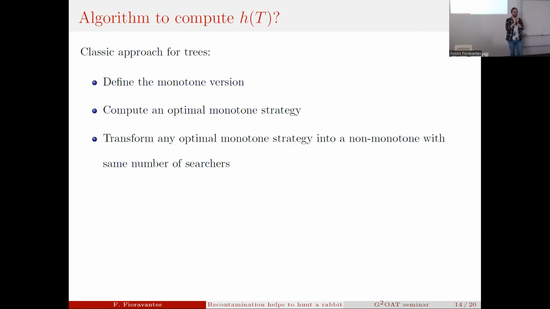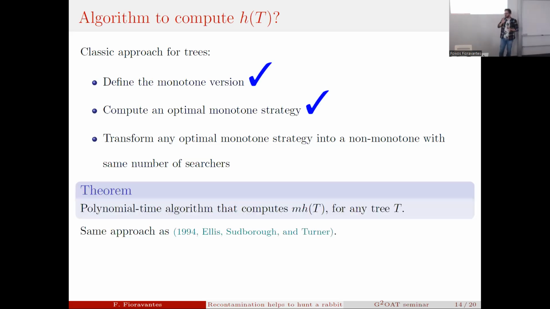No, sorry, I skipped a step. Defining a monotone version, computing the monotone hunter number, and then show that we can transform any optimal strategy into an optimal monotone strategy with the same number of hunters. This is a classical thing. And this is basically what we did.